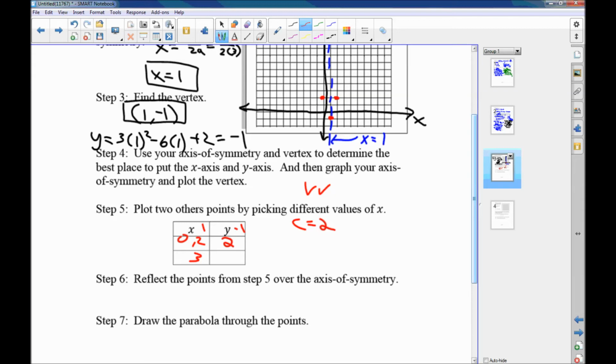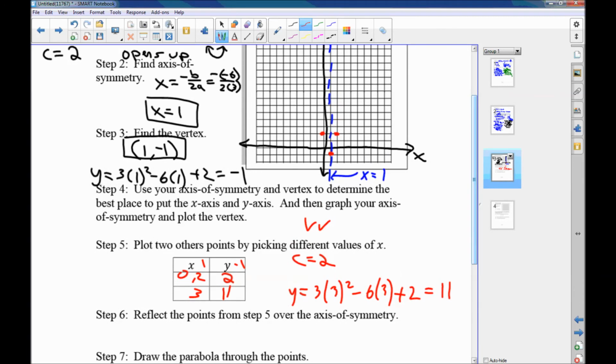All right, so we'll plug in 3 into our equation. So y equals 3 times 3 squared minus 6 times 3 plus 2. So that's 27 minus 18, which is 9, and 9 plus 2 is 11. So 3 will make 11. Okay, that's over here. 3 over and 11 up, so 2, 4, 6, 8, 10, 11. And on the other side, we can mirror it over. This is 2 away from the axis of symmetry, so 2 away from the axis of symmetry is right there. Okay, so this will give us enough points to plot our parabola.